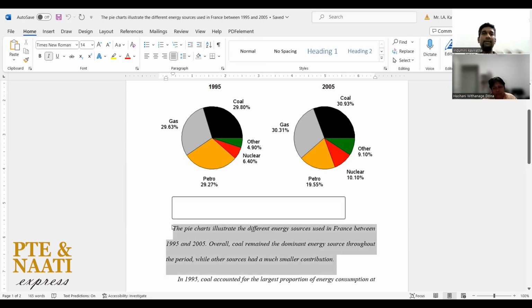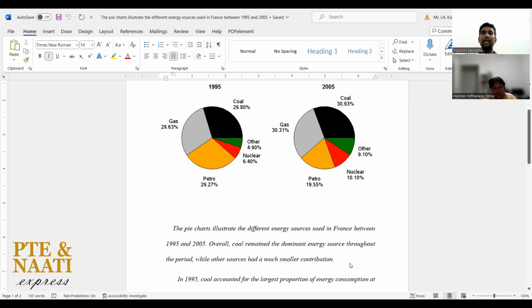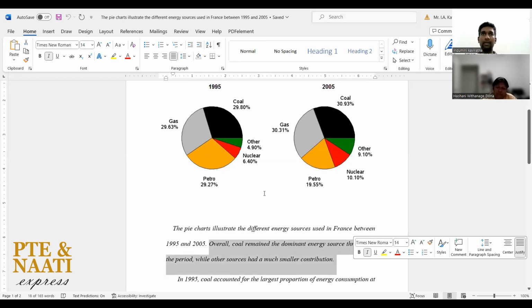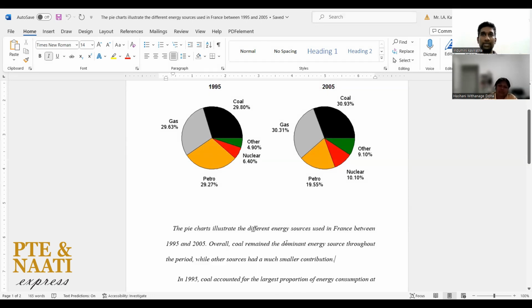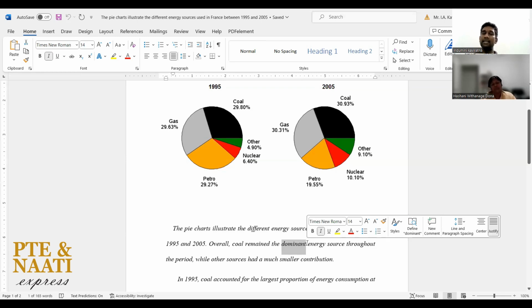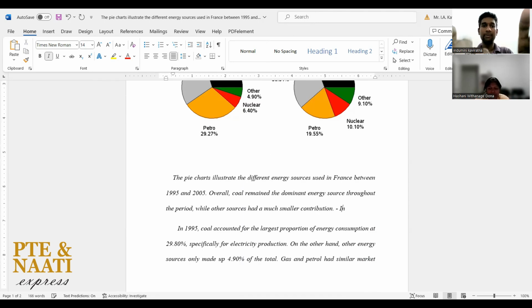So very much like the other line graphs and diagrams, our introductory para should be something like this. You quickly take the first sentence from the question. After that, you give an overview comparing these two pie charts. So here we are talking about percentages, so we are using certain words like this: remain the dominant energy source or the major energy source throughout the period. That would be an ideal introduction for this kind of a thing, more like the line graph, pie charts and the diagrams.